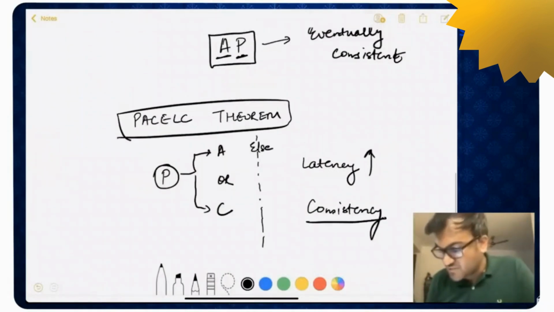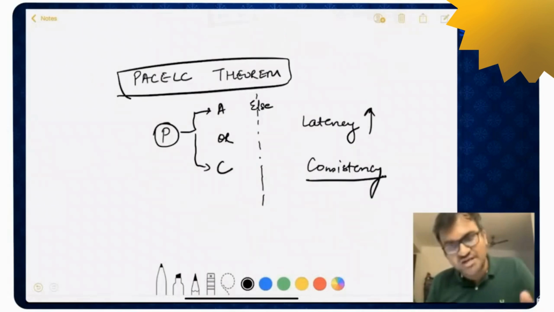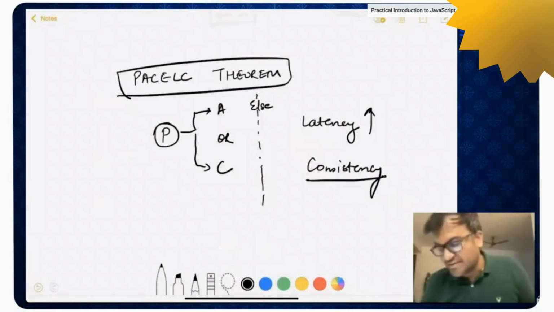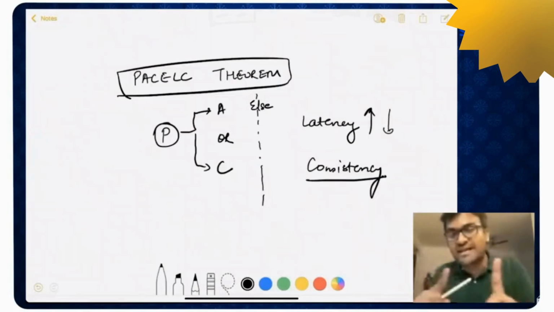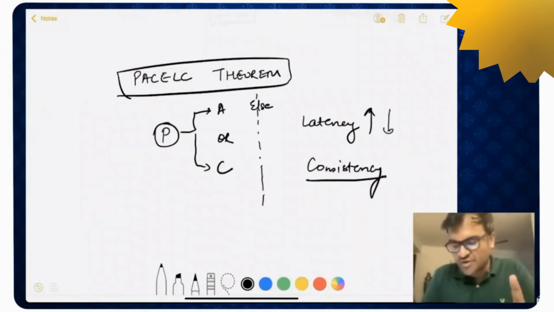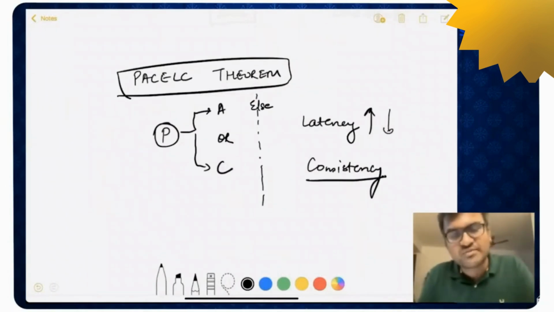However, if I was willing to let go of consistency, which is I wanted to say that, hey look, I'll just note it down, and maybe my wife could catch up later on, then latency could stay really low. So then you would actually have a balance between latency and consistency when there is no network partition. So that's what the PACELC theorem is, which is just an extension to the CAP theorem, because the CAP theorem does not talk about latency.